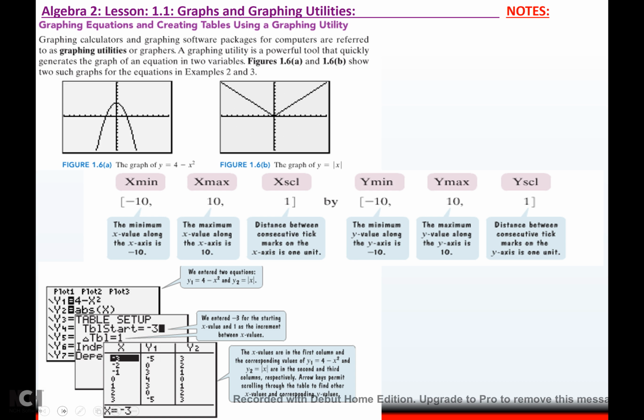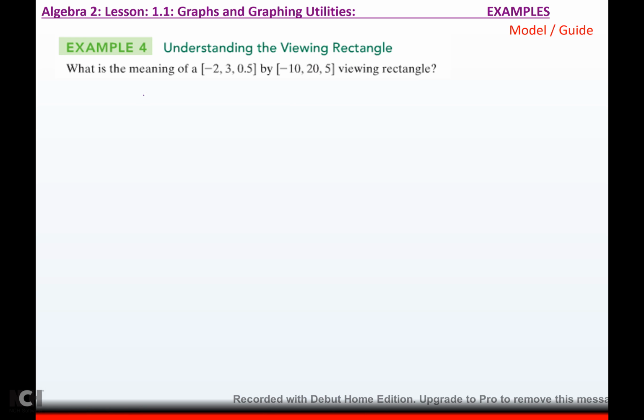Alright, graphing equations and creating tables using a graphing utility. Okay, we've been doing stuff on the graphing calculator for a while. We've looked at window and how to read the x minimum, x maximum, x scale, y min, y max, y scale. When they write it like this, they're telling you what you can set your window dimensions at. So this says, what is the meaning? Well, it means that my x min is negative 2, my x max is 3, and my x scale is 0.5. My y min is negative 10, my y max is 20, and my y scale is 5.